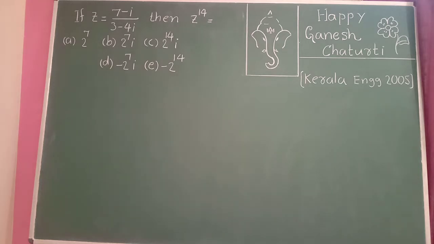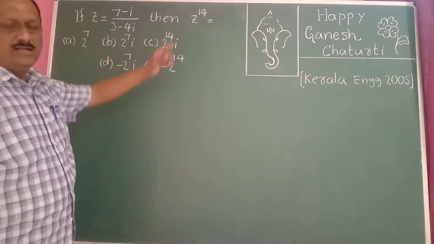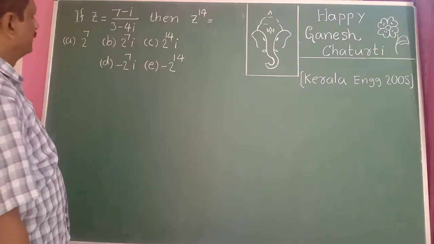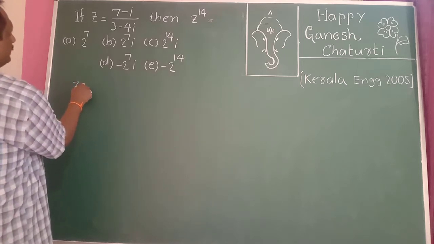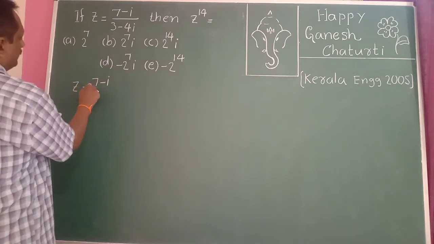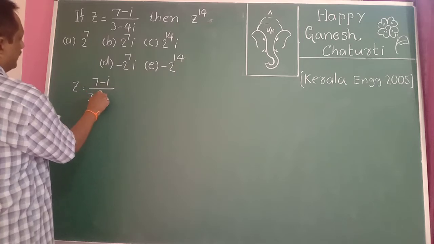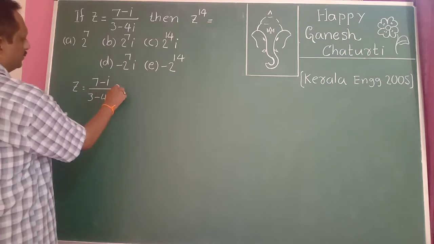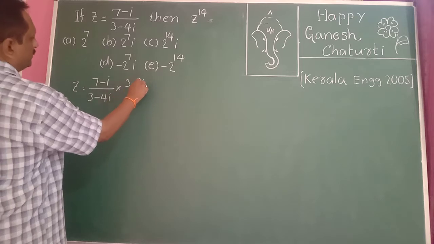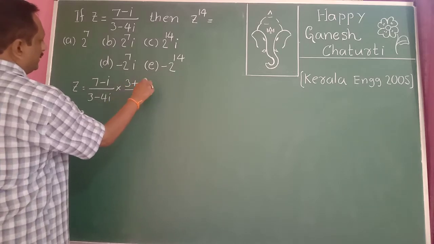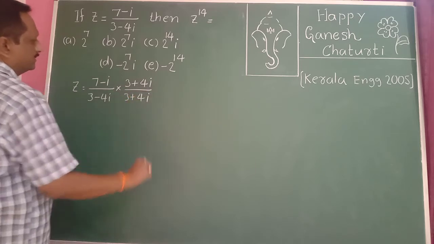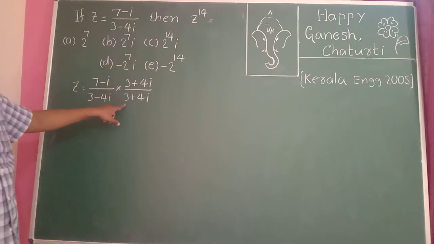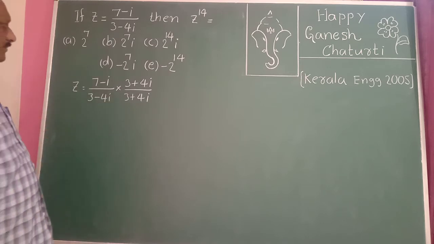Okay, if z equal to 7 minus i divided by 3 minus 4i, then what is z raised to 14? First, rationalize. So z is equal to 7 minus i divided by 3 minus 4i, into 3 plus 4i divided by 3 plus 4i. Multiplying the numerator and the denominator by 3 plus 4i.